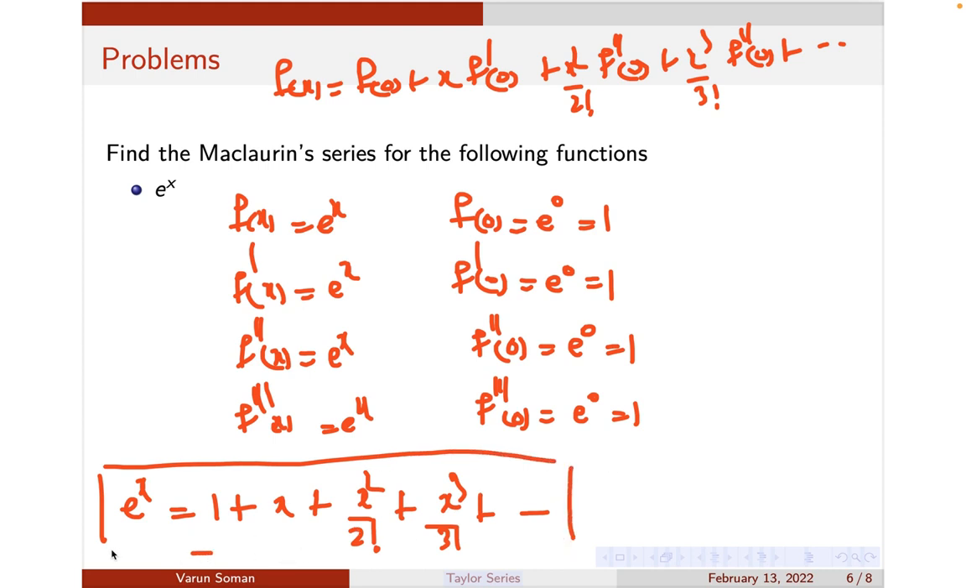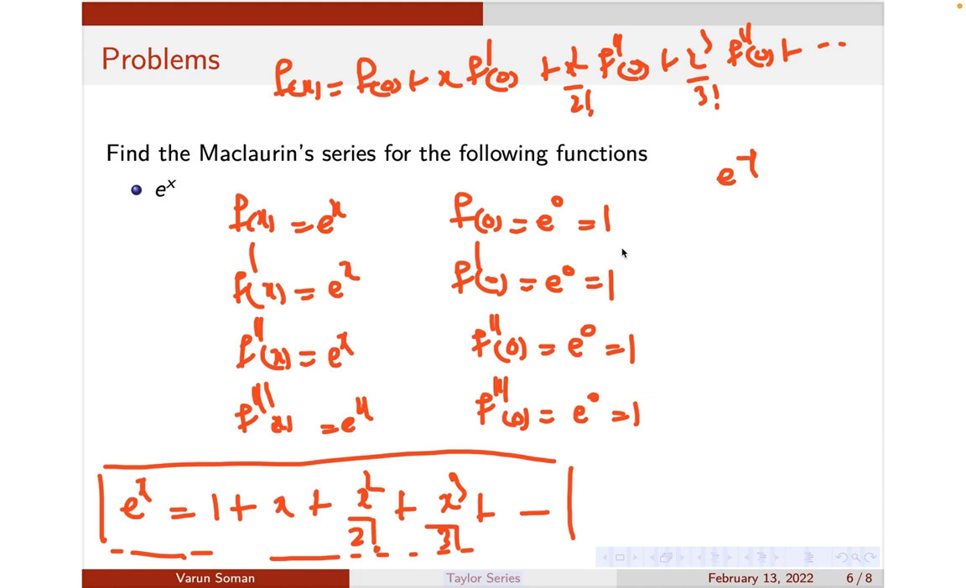So it's a very important expansion. Try to remember it by heart. We will be using this in problems also. Okay, similarly, I am giving you homework. Try to find the Maclaurin series expansion of e raised to minus x. Okay, that's a homework for you.